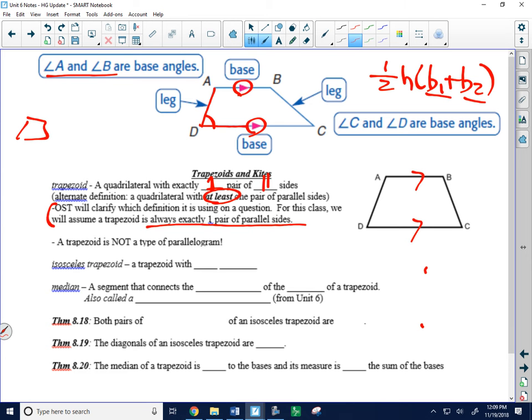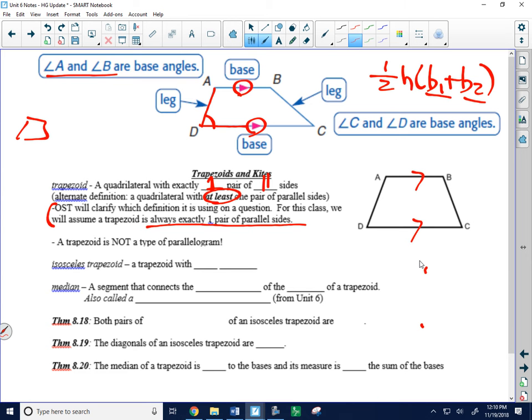Yes? What type of trapezoid has more than one pair of parallel sides? A rectangle. Well, that would be a trapezoid. No, they're saying a parallelogram would then be a trapezoid because it has at least one pair. It actually has two. So does that make sense? A parallelogram would then be a trapezoid. I don't like it.